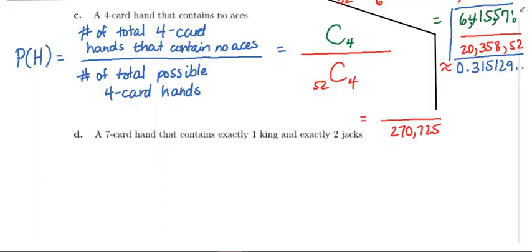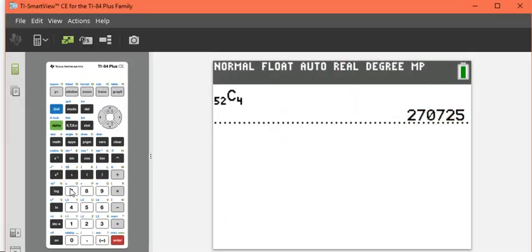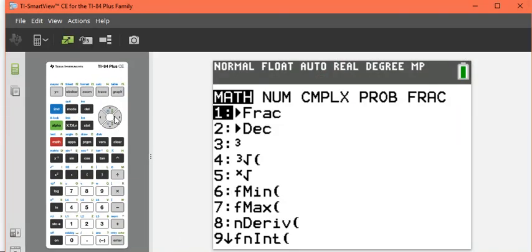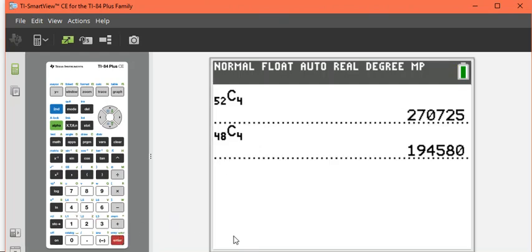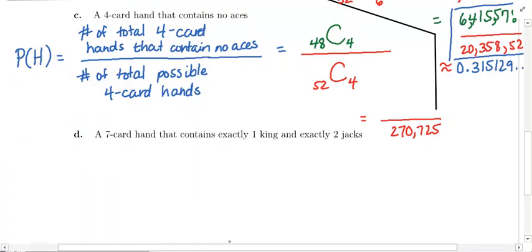So if we go back, let's write this down. Our numerator, we're going to be choosing from the 48 cards that are not aces. So let's plug this into the calculator. We're going to do 48 choose 4. That's going to be your numerator: 194,580.